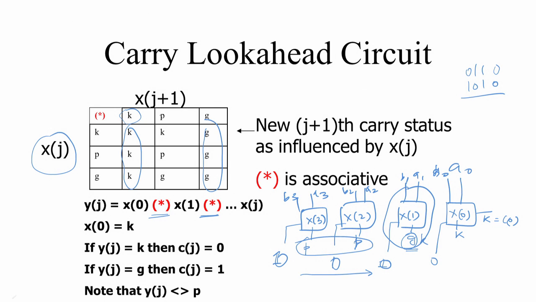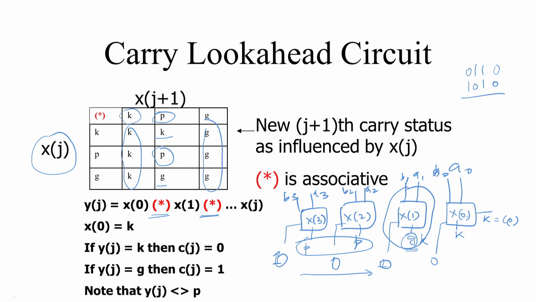But if my j plus 1 is propagate, please note that, and my previous stage was kill, then I know that it is going to be kill. If my previous stage was generate, I know it is generate, but if my previous stage was propagate, then I go and propagate. Okay, right, you understand this?